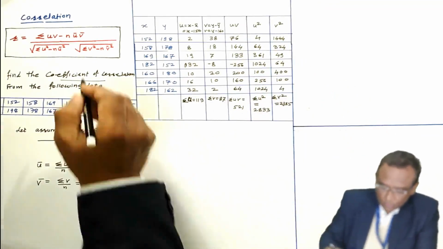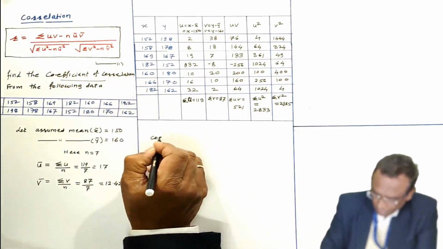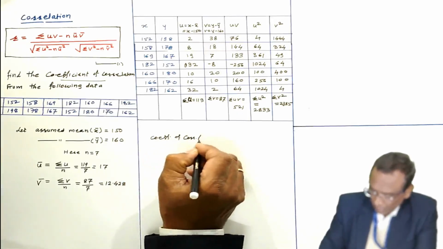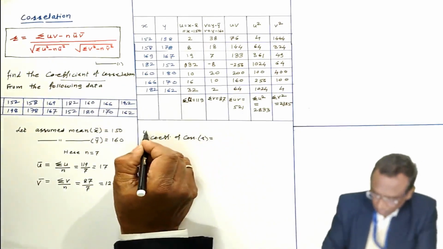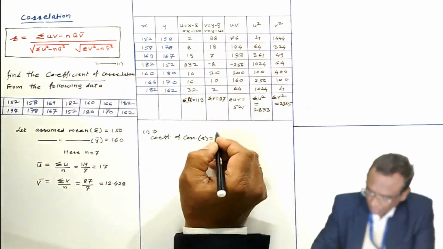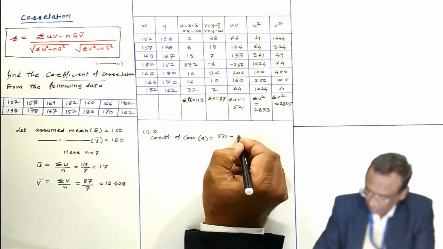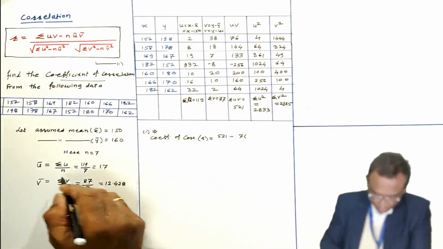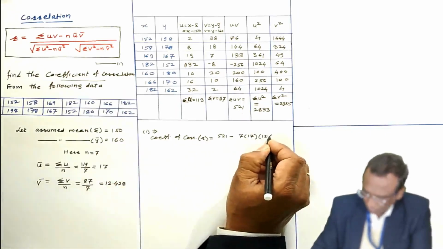Now, using this formula for the coefficient of correlation, I am not going to repeat the formula, I am just going to put in the values and get the value of r. The summation of u into v is 521 minus n, where n is 7, multiplied by u bar into v bar. U bar is 17 and v bar is 12.428.